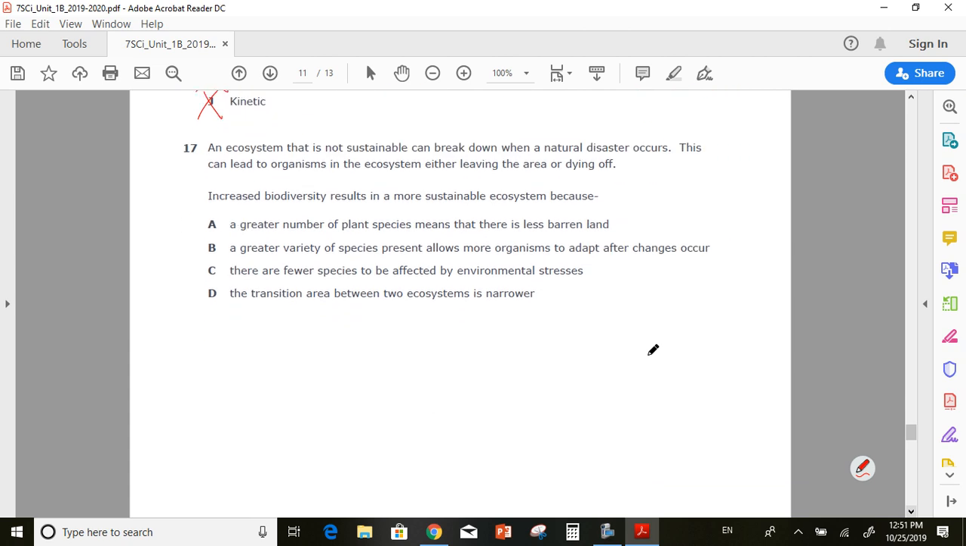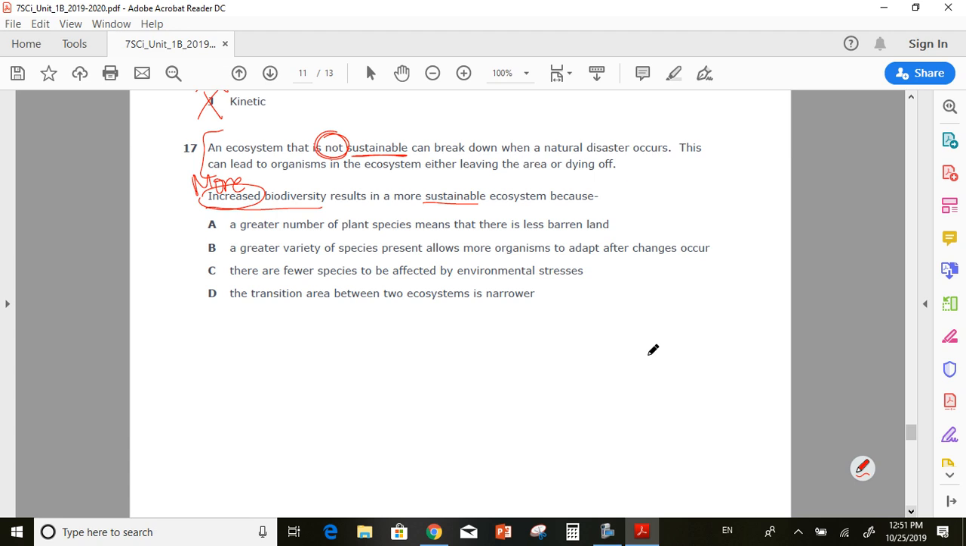Number 17, an ecosystem that is not, should have circled the word not, sustainable. Okay, so an ecosystem that's not sustainable can break down when a natural disaster occurs. This can lead to organisms in the ecosystem either leaving the area or dying off. So it's giving you a fact. Increased biodiversity, so more biodiversity, the word increase means more, results in a more sustainable ecosystem.